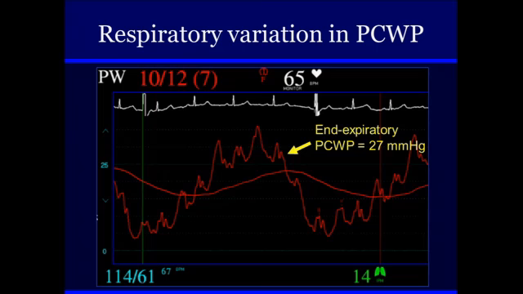The computer read it out as being a wedge pressure of 10, so it's really important to not use that computerized mean and use the end expiratory wedge. One of the other answers was significant mitral regurgitation. There are V waves here, but that's more likely due to just an overloaded, non-compliant left atrium.